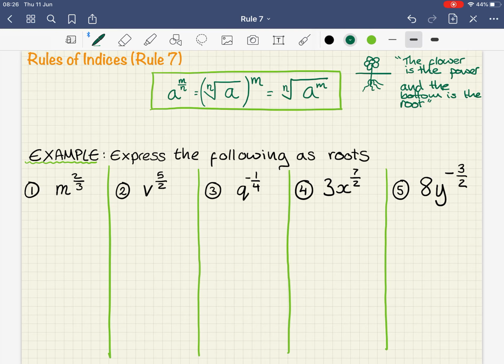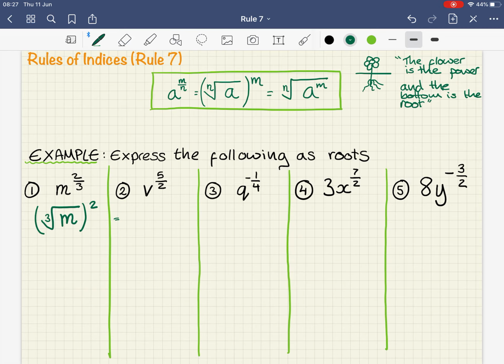So it says, express the following as roots. So I've got m to the power of 2 over 3. So, going to draw in my root sign. M is going to be underneath it. So the flower is the power, so my power is going to be 2. And the bottom is the root, so that means my 3 is going to go in here.